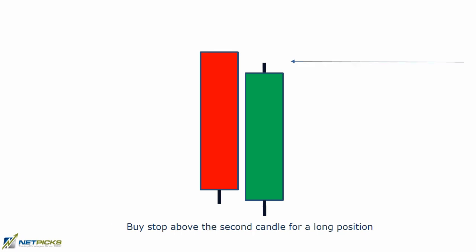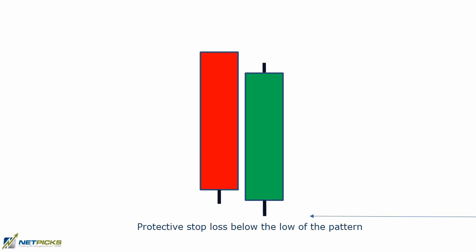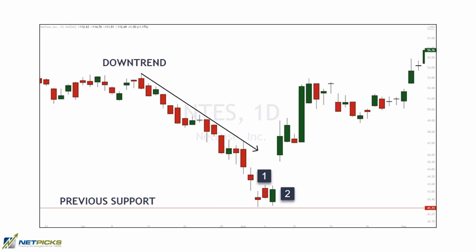You could buy stop above the second candle for longs. Your protective stop loss will go below the low of the pattern. Okay, now all those are important, but so is the location where you find this pattern. We want to find some type of support zone on the chart, locate a pattern there.